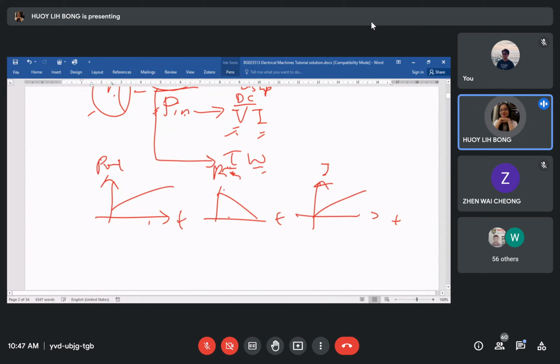Of course, you can analyze one by one. But let's say I want to know what's the relationship of the current with the input power, or the current with the output power, or the torque against input power, or the torque against the current. So I want to plot them all together.